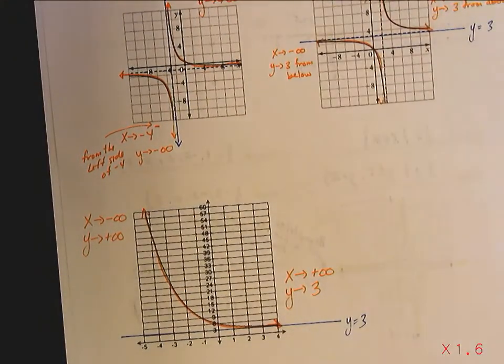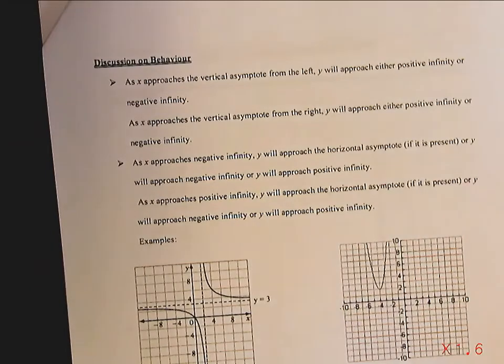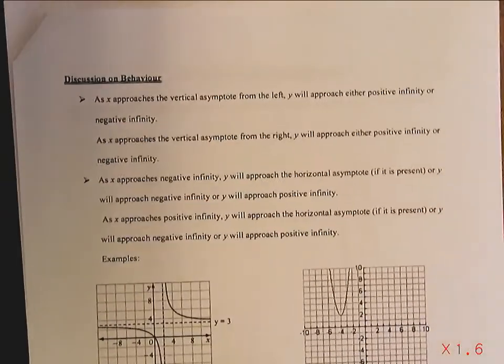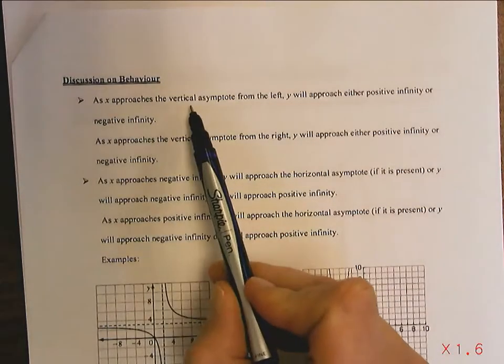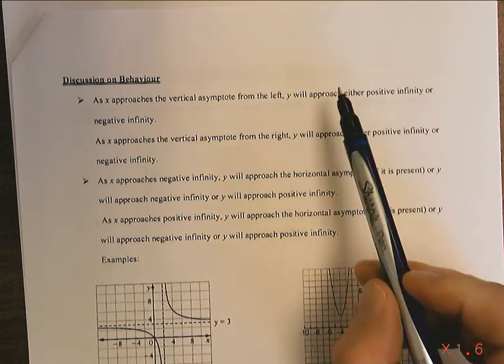Once again, not really much there to say. We'll just leave that alone, and we'll take a look at some more questions. Some discussions on end behavior. So I started to talk to you about end behavior, and let's see what this has to say. As x approaches the vertical asymptote from the left, y will approach either positive infinity or negative infinity.